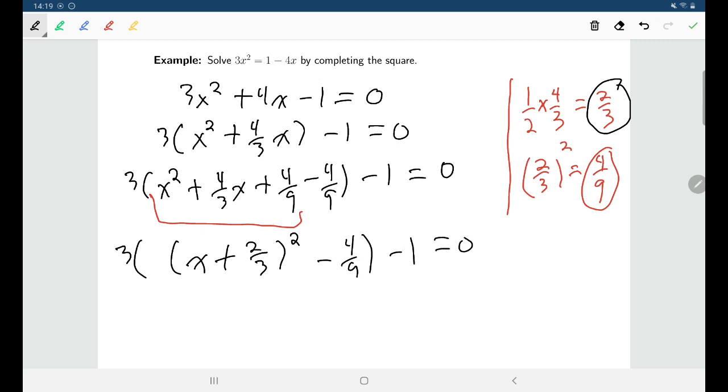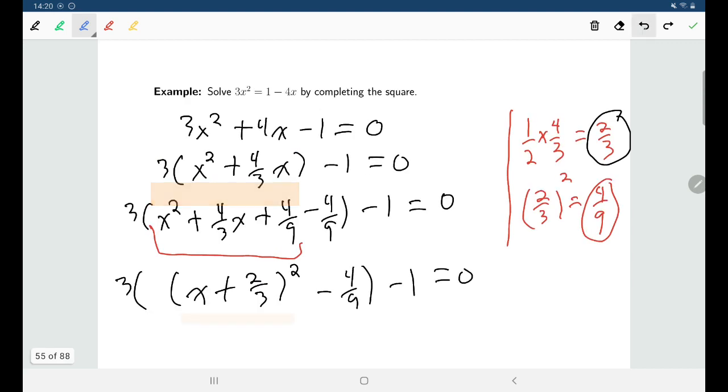There we go. And you can confirm this. If you want to check on the side, pause the video and take a moment. You can see that if you were to take x plus 2/3 and square that out, take x plus 2/3 times x plus 2/3, you do indeed get x squared plus 4/3 x plus 4/9.